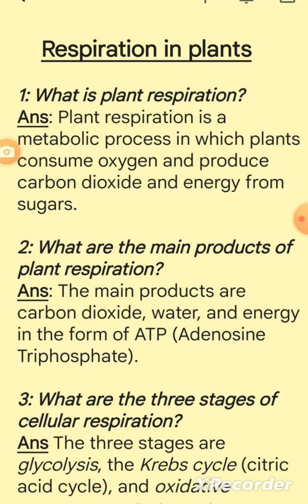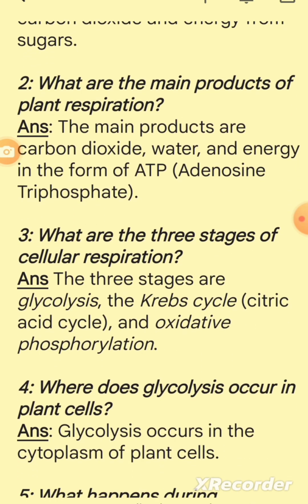Question 2. What are the main products of plant respiration? Answer. The main products are carbon dioxide, water and energy in the form of ATP, adenosine triphosphate.